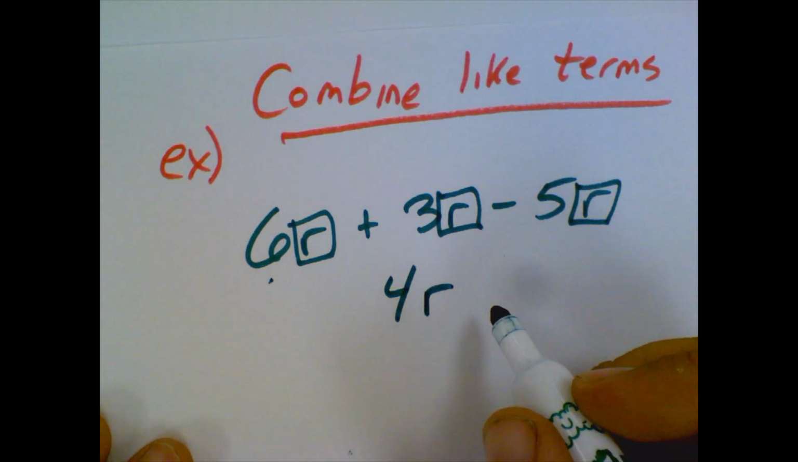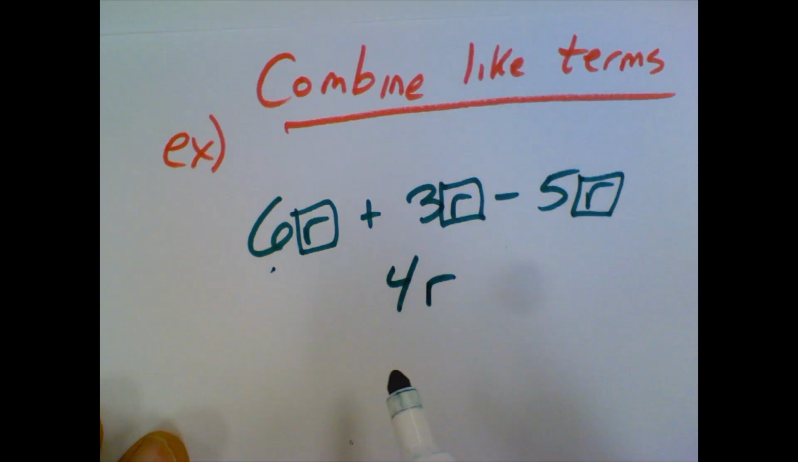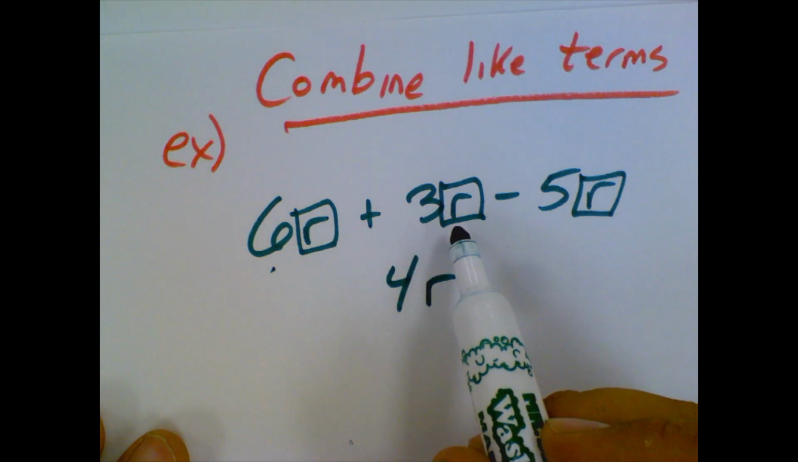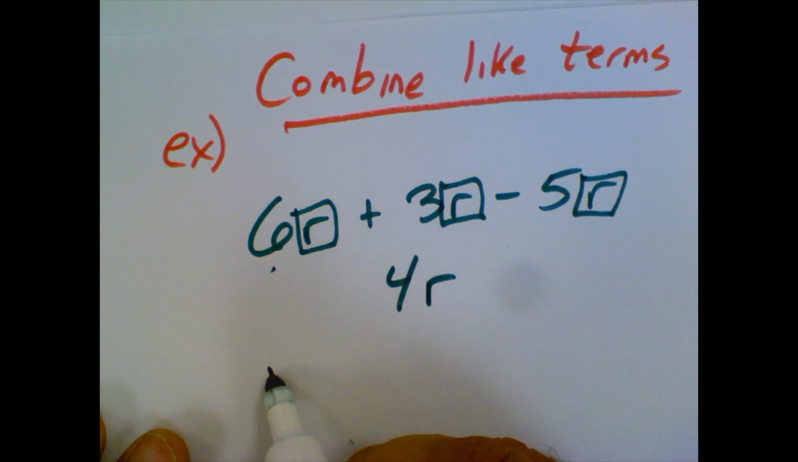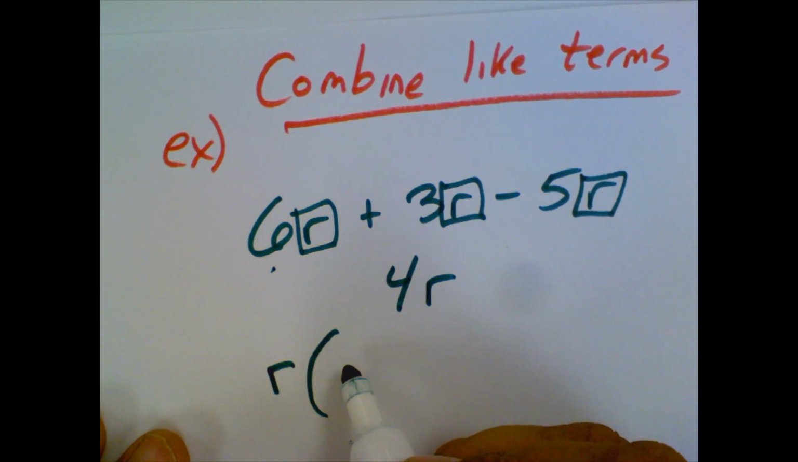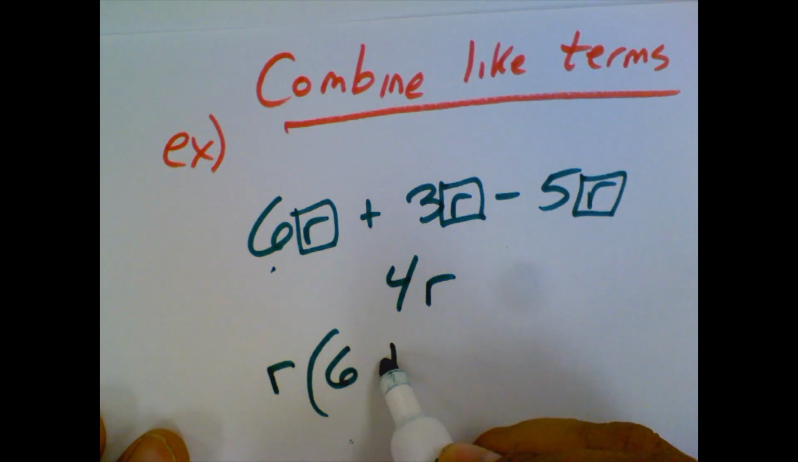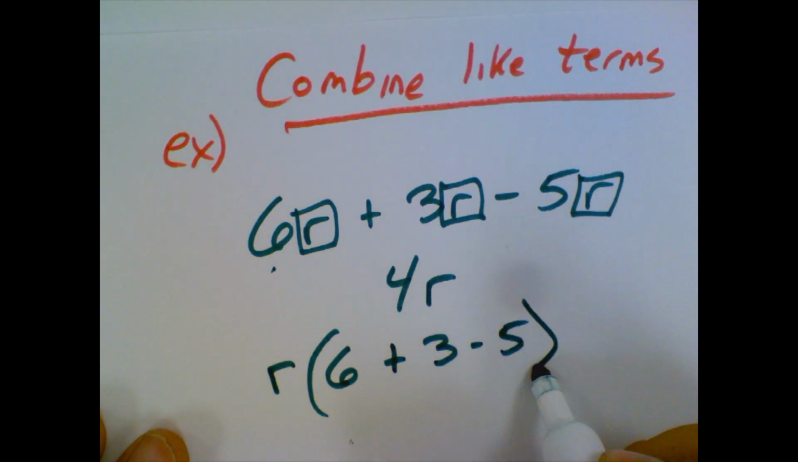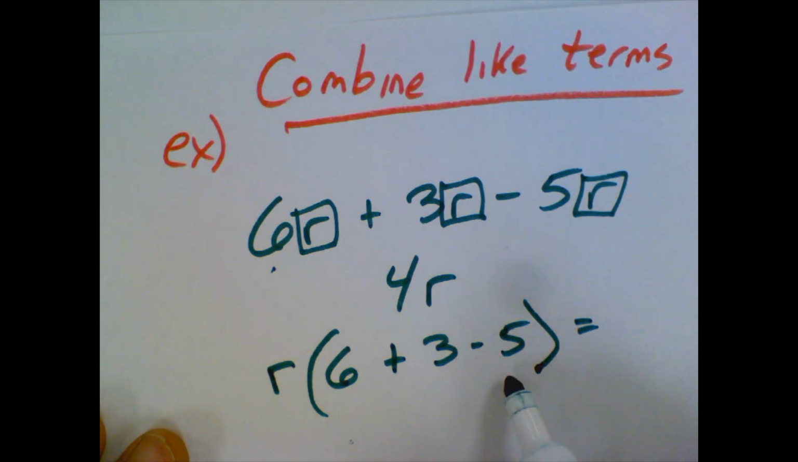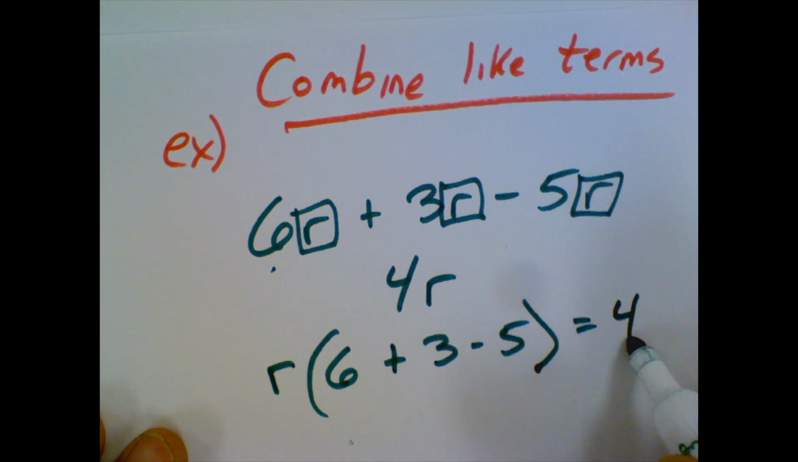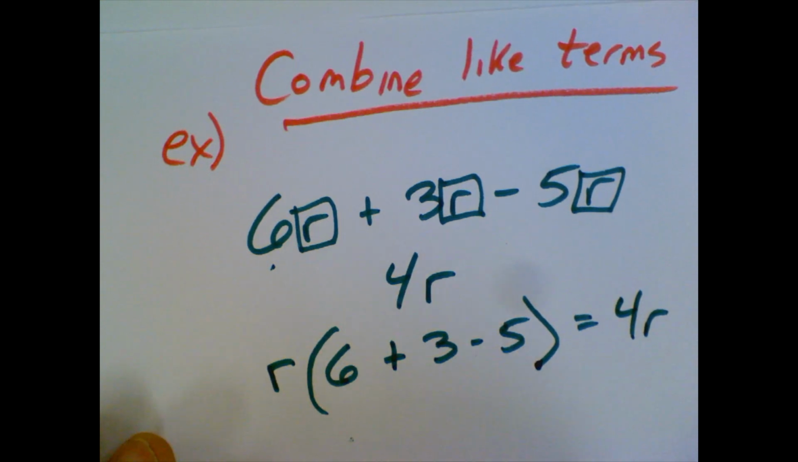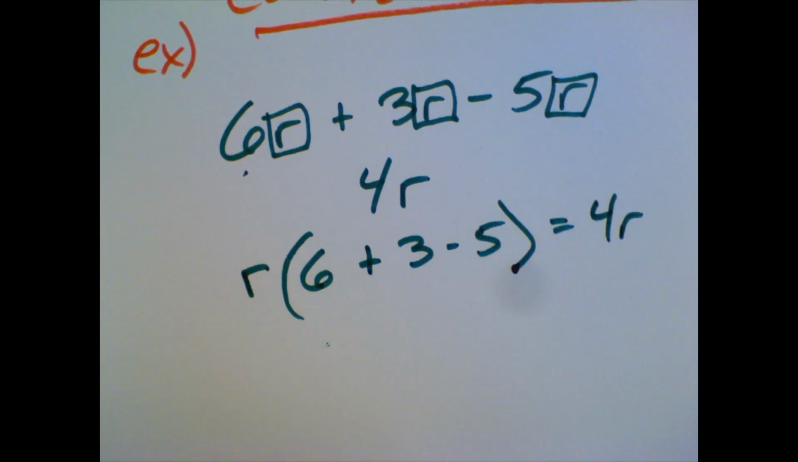Okay. The reason you can do that is technically you're pulling out a greatest common factor. They all have an r in them, right? So if I pull that out front, we're left with 6 plus 3 minus 5. If you do the arithmetic, 6 plus 3 is 9, take away 5 is 4. So that's another way to think of it. That's why you can combine like terms, basically.